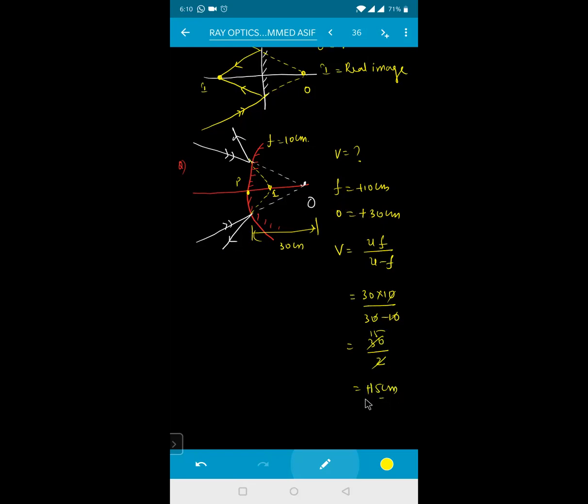Object is plus 15, image is also plus 15. So I can say that both object and image are on the same side. Are object and image virtual or real? Virtual. They are virtual because they are on the silvering side. They are not on the silver; they are on the point where they have been silvered. Wherever the object is, the image is also forming on the same side. So that is the reason object and image, both of them, are virtual. Clear? Yes, sir.